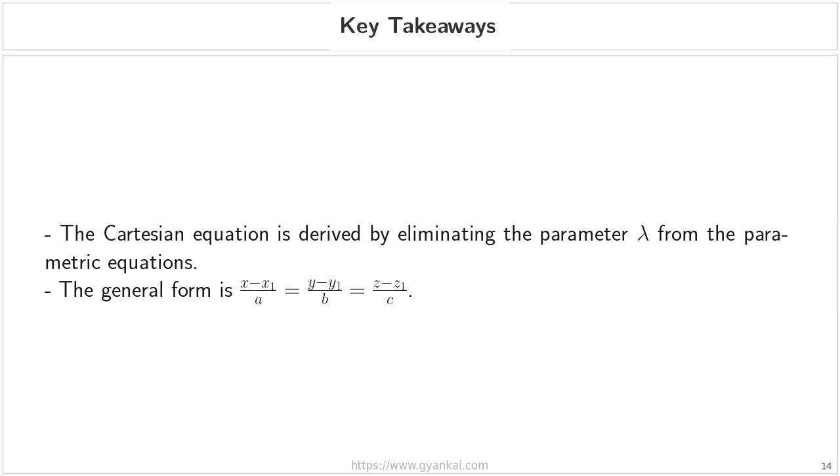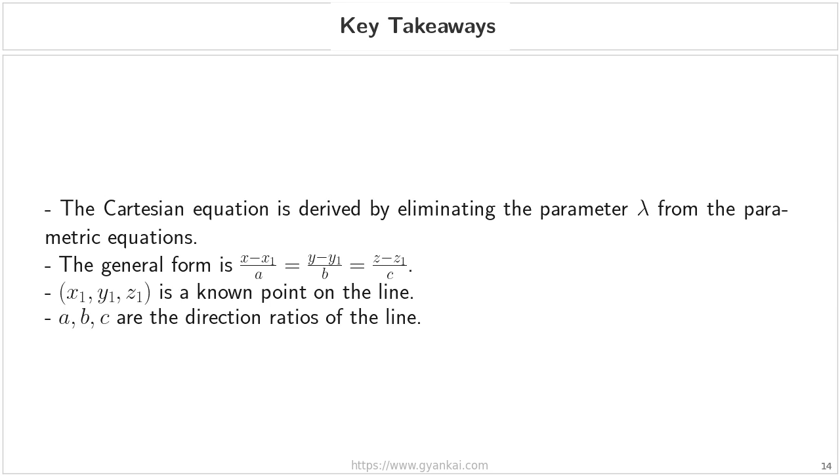Second, let's look at the general form one more time. The equation is written as x minus x sub 1 all over a equals y minus y sub 1 all over b, which equals z minus z sub 1 all over c. To use this formula correctly, you must identify your components accurately. The coordinates x sub 1, y sub 1, and z sub 1 represent a known point that the line passes through. Meanwhile, the values of a, b and c are your direction ratios, which tell us the orientation of the line in space.